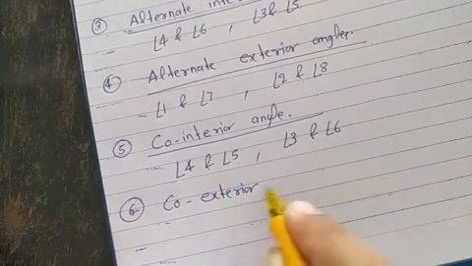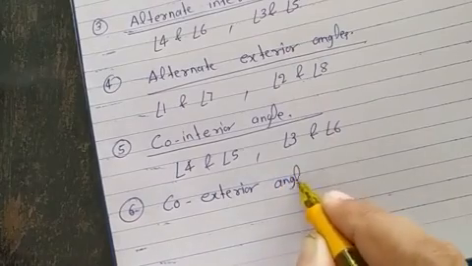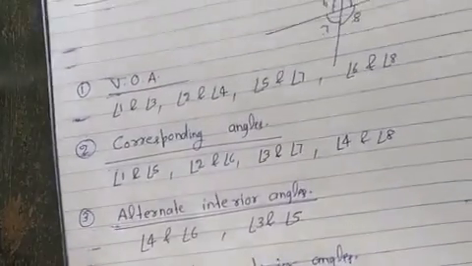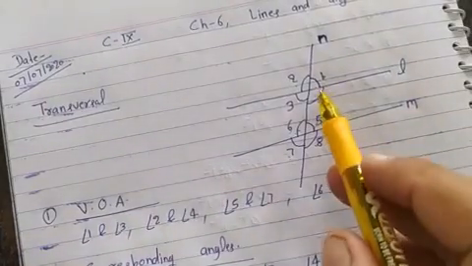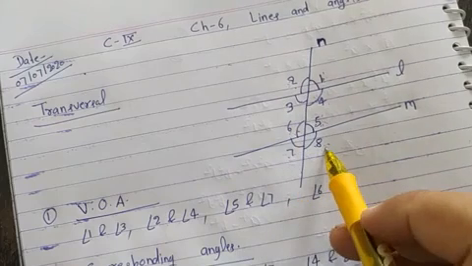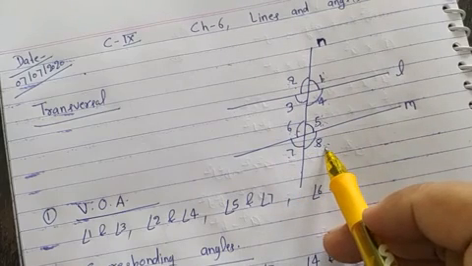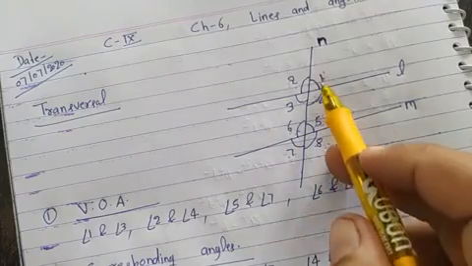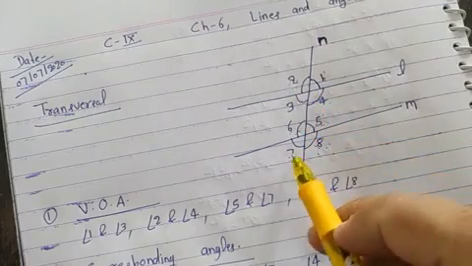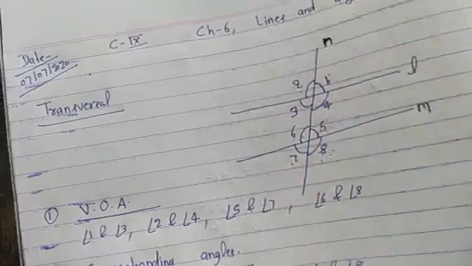Co-exterior angles. Co-exterior angles means, first of all, angles 1, 2, 7, 8. These 4 angles are exterior angles, and co-exterior means exterior angles on the same side. So angle 1 and angle 8 are on the same side, angle 2 and angle 7 on the same side.